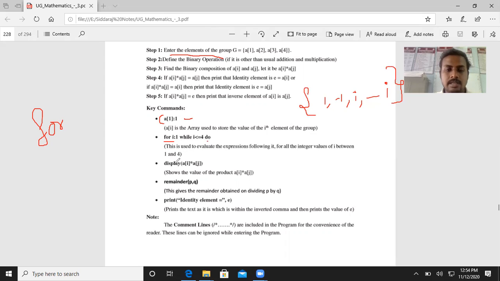Next, in the display, meaning the print statement, we print ai star aj, we multiply this and keep this. So we display ai star aj is equal to the value we get. Next, as usual, print the identity element is equal to E. Whatever identity element we get, we print here.